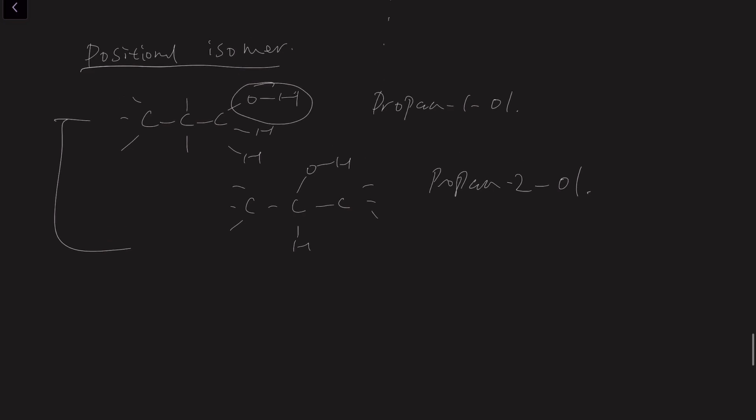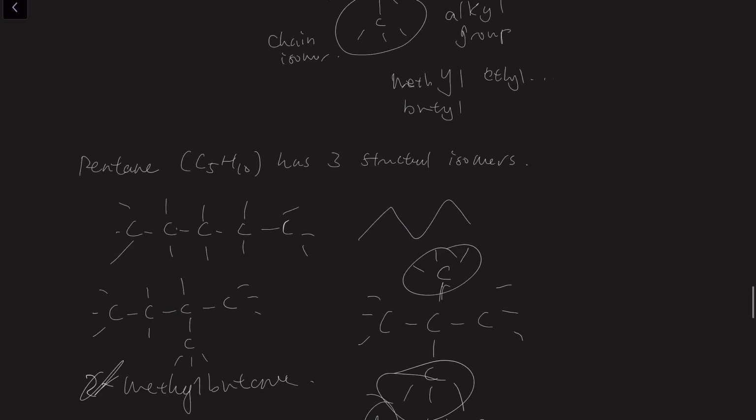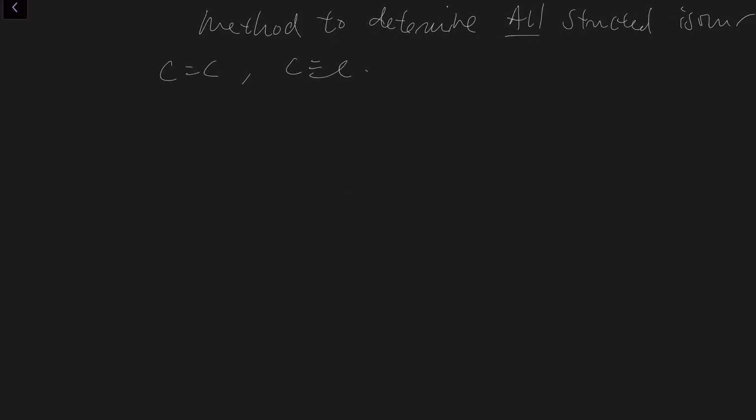So how do you determine all the structural isomers present in the system? If you have double bonds, maybe some of the methods. If you have double bond or triple bond, you can move them around and it shouldn't make any difference. So if you have something like this, you can move it to here. And in this way, you can get some structural isomers. So this is the first way you can do it.